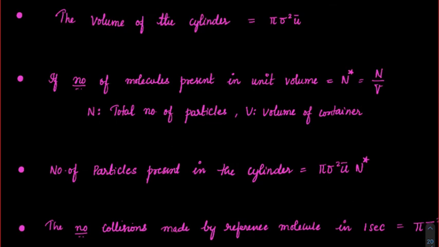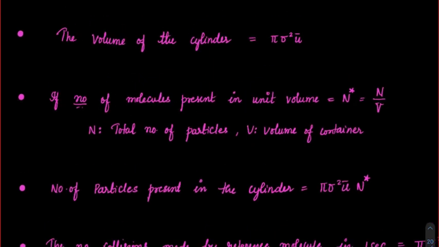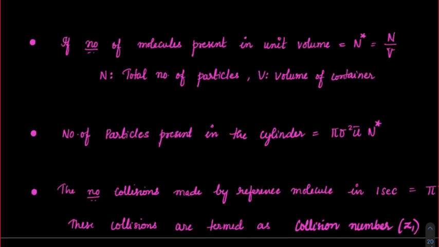Next, we are checking the volume of the cylinder. How much will be the volume of that cylinder? Pi sigma square into u bar. Why u bar? That is the length it has covered. The area is pi r square, like pi sigma square here, into the length. That is the volume of the cylinder. I'm sure you know that. So we know the volume of the cylinder.